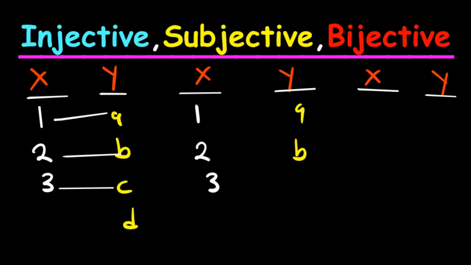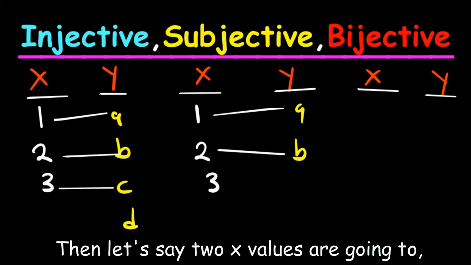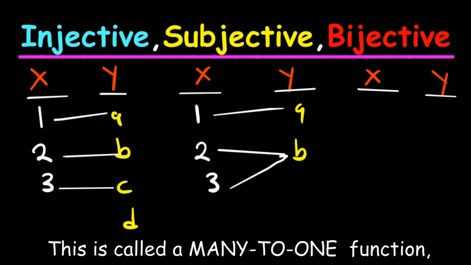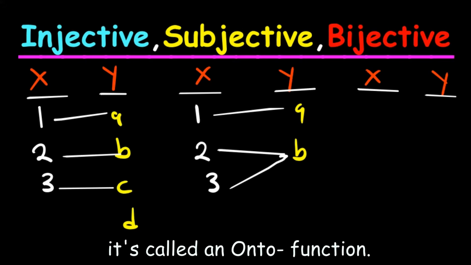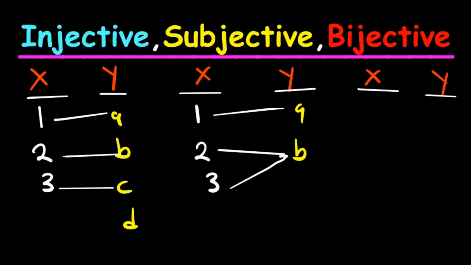So this is also called an onto function. So 1 is going to A, then let's say 2 x values are going to 1 y value. This is called the many-to-one function. It's called an onto function. It is also called a surjective function, or a relation like that.